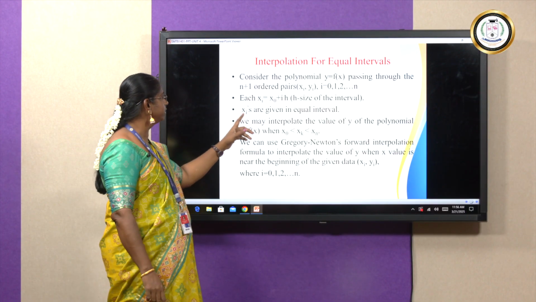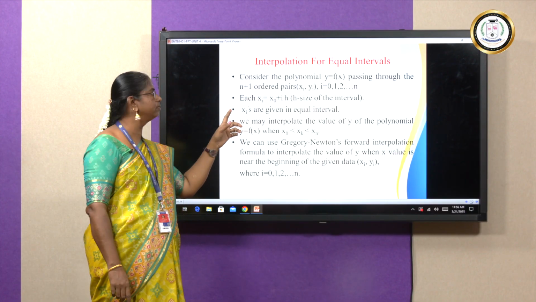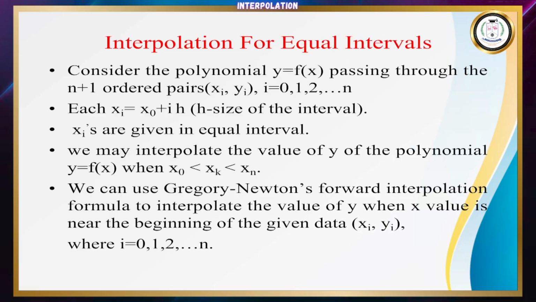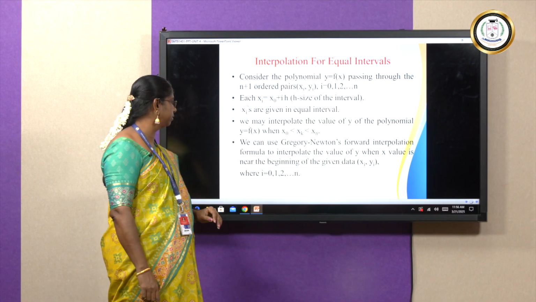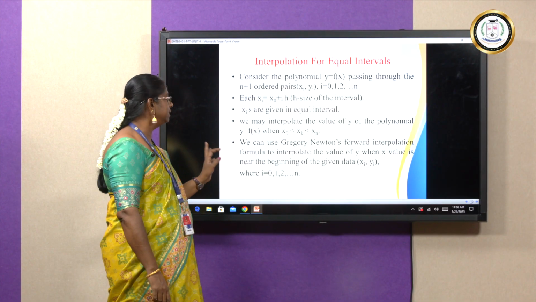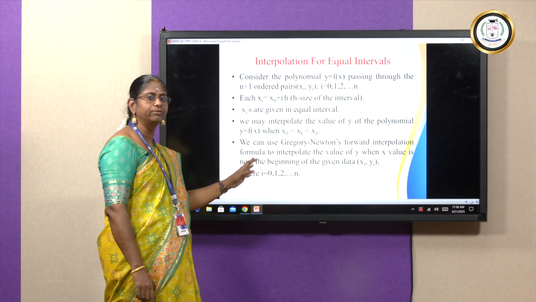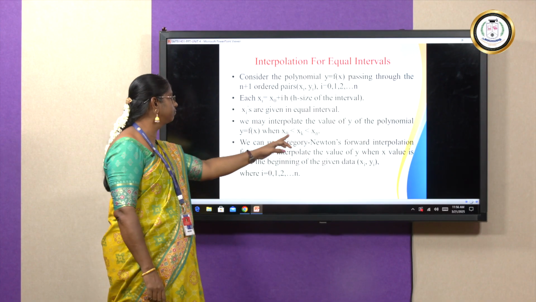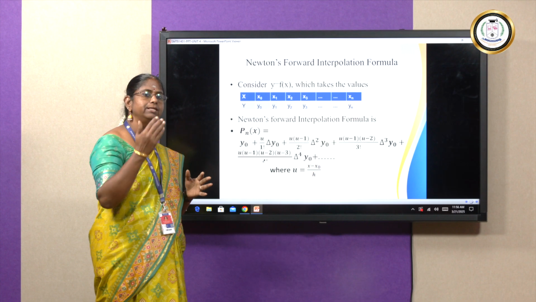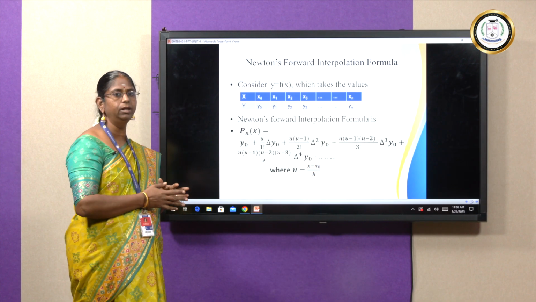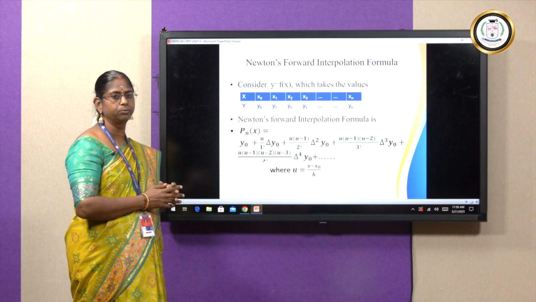So if the xi's are given in equal interval, I may use the interpolation formulas, that is Gregory-Newton's forward and Newton's backward interpolation formula. So where can I use Newton's forward interpolation? If my x value is near the beginning of the given data, I may use Newton's forward interpolation formula. And where can I use Newton's backward interpolation formula? If I have a value which lies outside or near the end of the table, I may use Newton's backward interpolation formula.